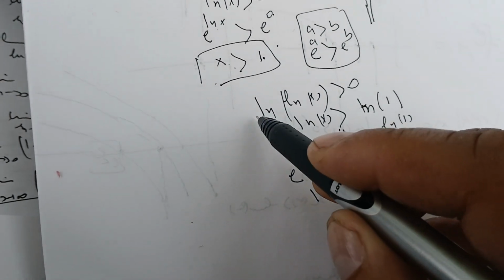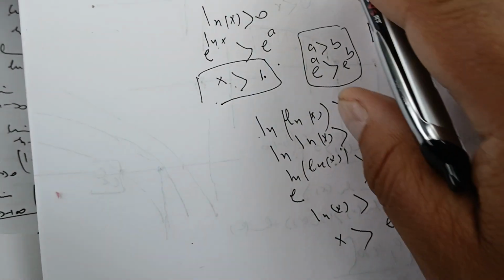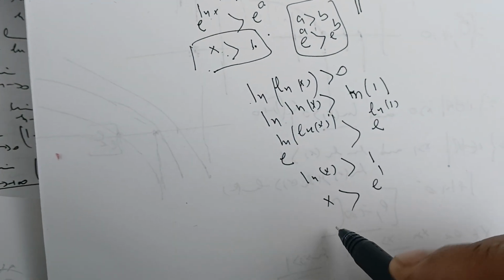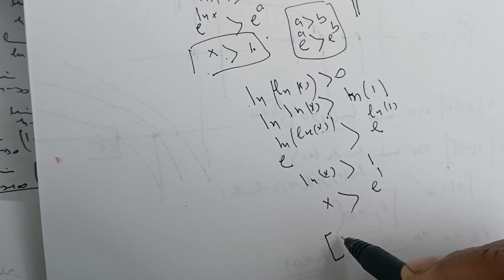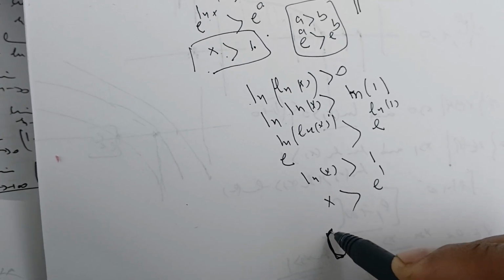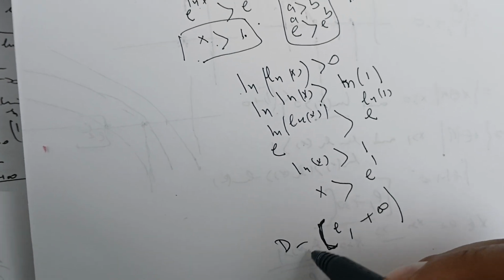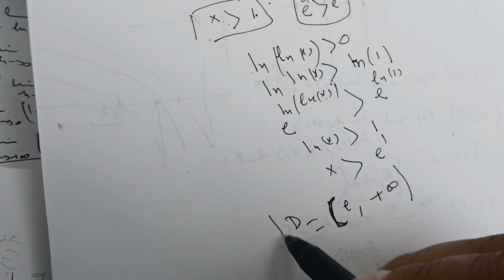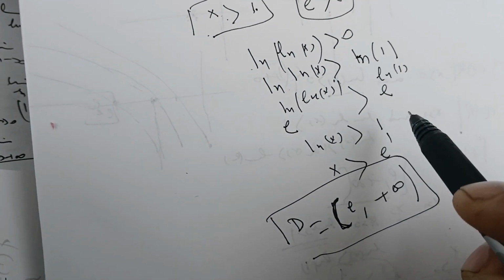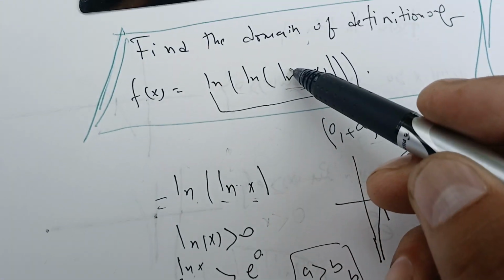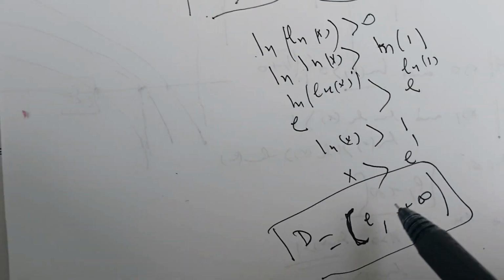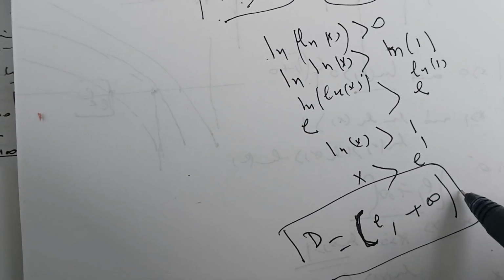That means the set of values that define this function is given by e, which is not included, so we'll take it out: e to plus infinity. This is the domain for this function. So the function f is defined only on this interval, e to plus infinity.